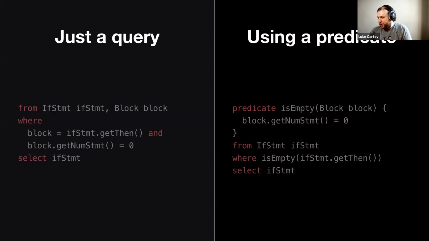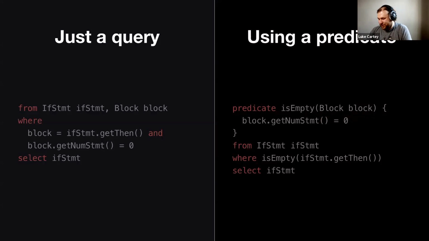Now the body of the predicate, the bit inside here, is effectively equivalent to the where clause that we had before. So here what we can say is "isEmpty". It takes a single variable declaration, block, and it's going to represent the set of all blocks in the program which are empty. Now, how do we define that?